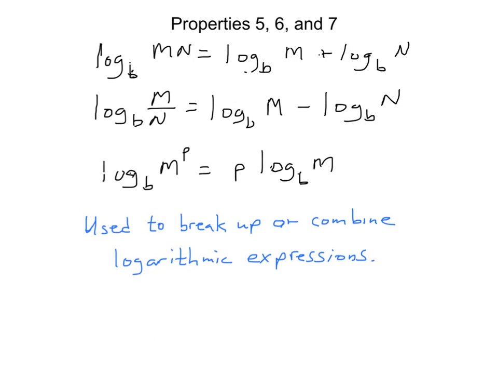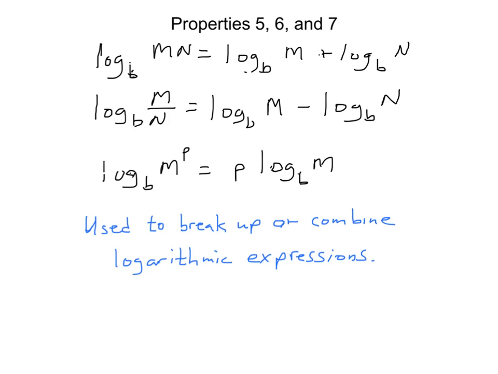Now let's get to properties 5, 6, and 7. Number 5 was this first one up here. Log base b of m times n is log base b of m plus log base b of n. Log base b of m over n is log base b of m minus log base b of n, and log base b of m to the p is equal to p times log base b of m. Now these properties are going to be used to break up or combine logarithmic expressions.